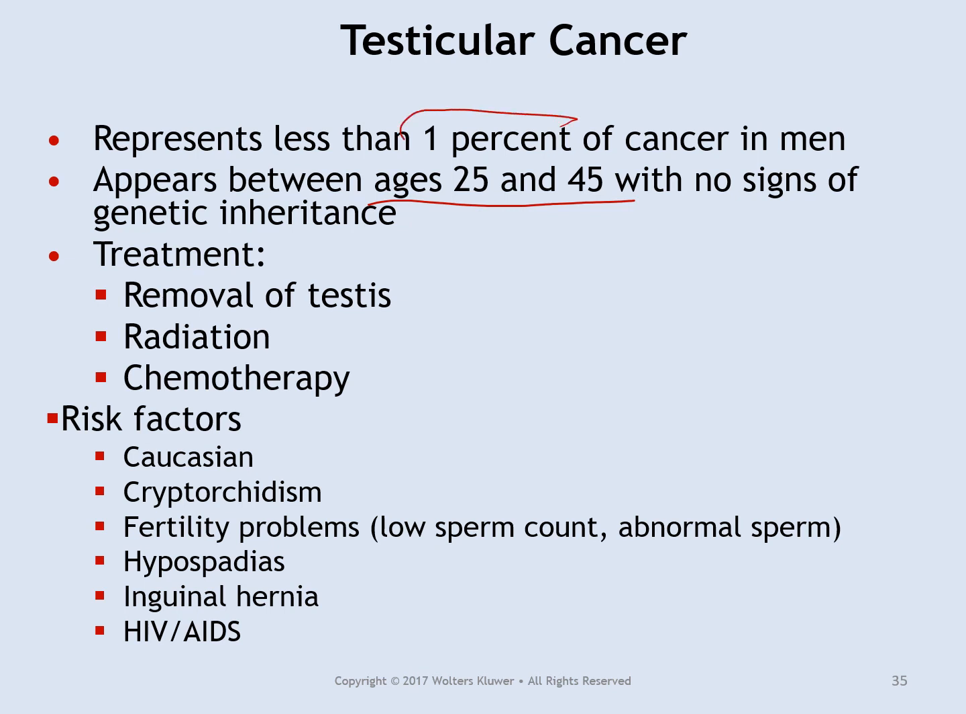Now, it's very, very rare, less than 1% of all cancer in men. But again, it shows up fairly young in life, and it doesn't really have any kind of genetic tendency. It's not a cancer that runs in families. Treatment for testicular cancer will involve, yes, removing the testes, removing that infected testis, and then chemo and radiation.